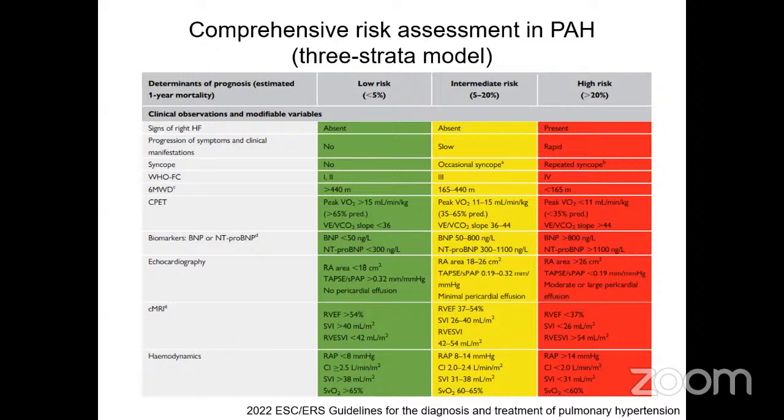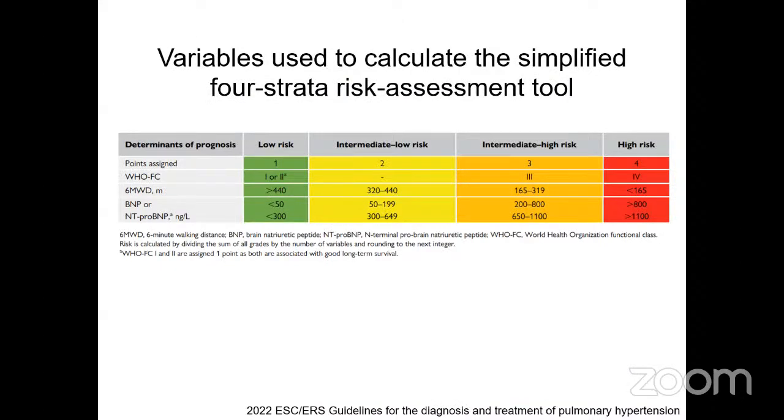This slide shows risk classification by the 3-strata model. It is a detailed classification consisting of a total of 10 parameters: symptoms, exercise capacity, plasma BNP or NT-proBNP level, echocardiographic findings, cardiac MRI, and right heart catheterization. On the other hand, the 4-strata model risk classification consists of only 4 parameters, which is very simple and can be evaluated repeatedly.